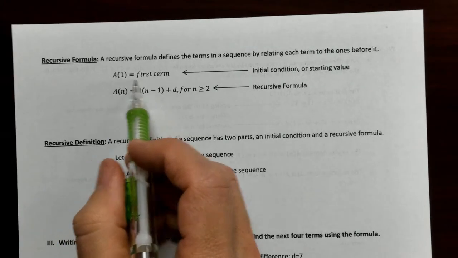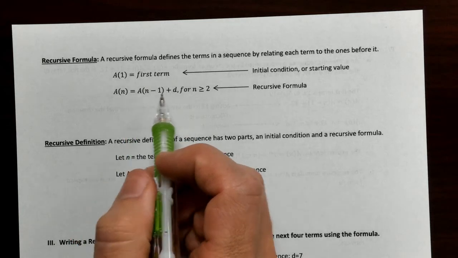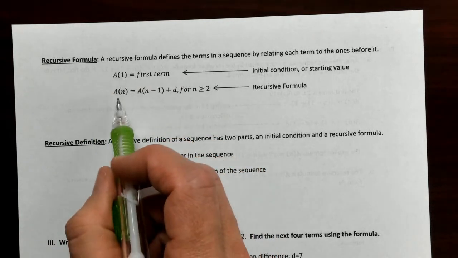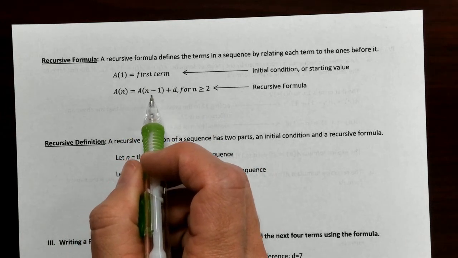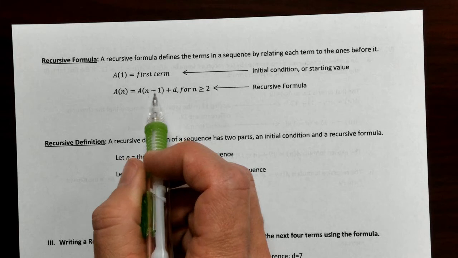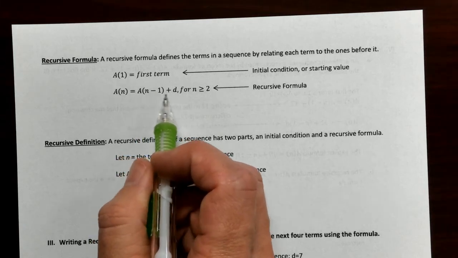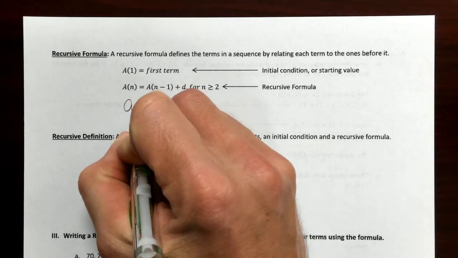A sub 1 is still your first term. But here's your formula for the recursive formula. A sub n equals A sub n minus 1, my fault, plus D. Okay, so let me rewrite it to show you what I'm talking about.